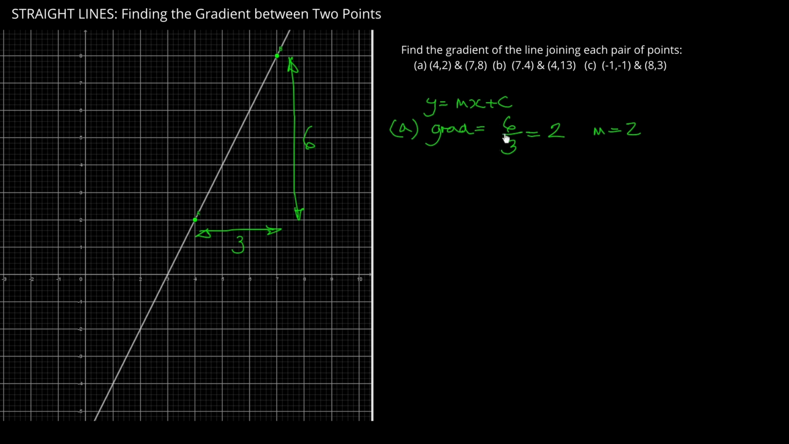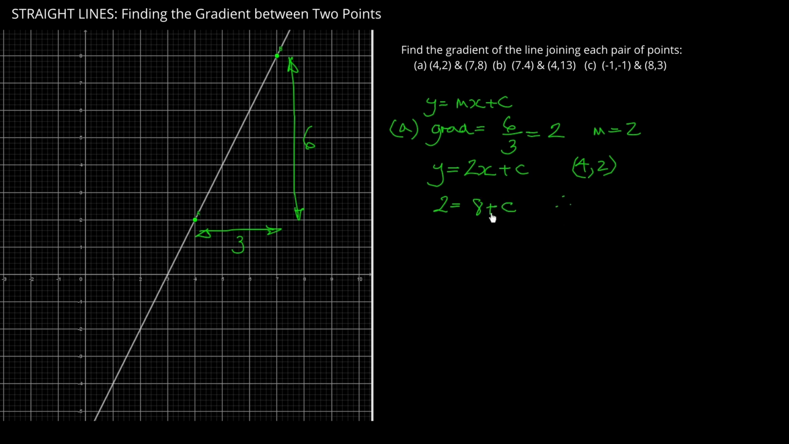So how are we going to find c? Well, we know the equation must be y equals 2x plus c. And we know that 4, 2 is a point on that line. So this must be the x value, and this must be the y value, and they must fit into the curve. So if we just substitute x is equal to 4 and y is equal to 2, we can solve for c. So we get 2 is equal to 2 times 4, which is 8, plus c.